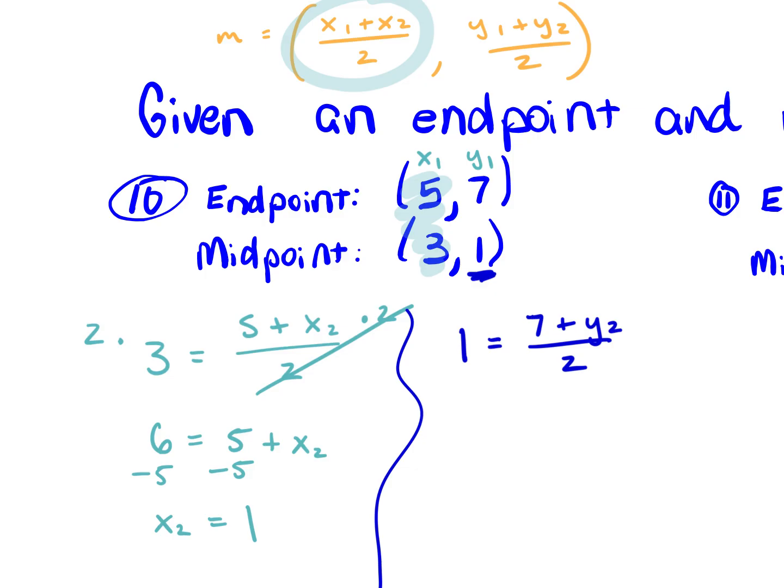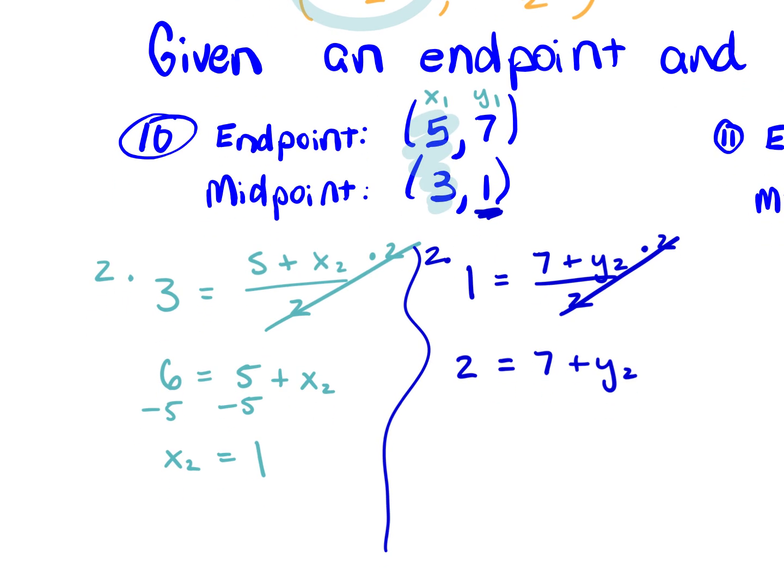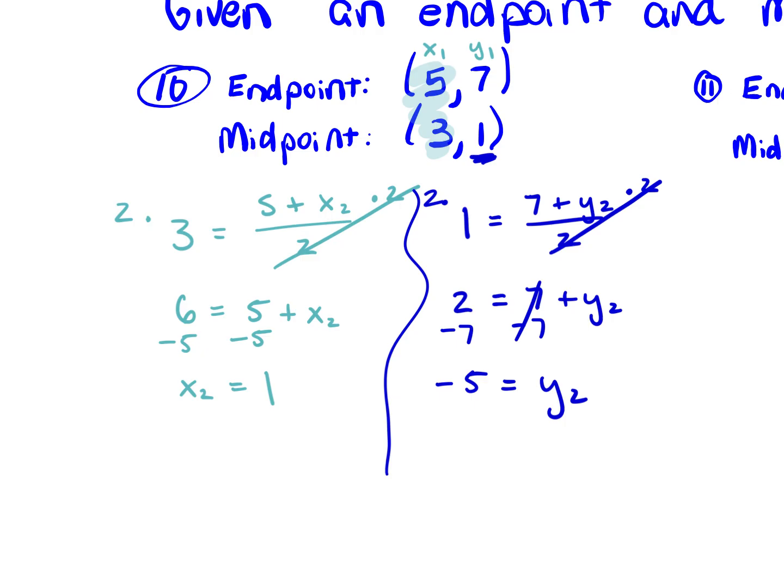Now what would we do to solve? Multiply 2 on both sides. So it'll cancel out on the right. So we get 2 equals 7 plus y2. Then what? Subtract 7. So we get negative 5 is equal to y2. Now we want to write this as an endpoint. It's asking us for the endpoint. So we can't just say x equals and y equals. We got to write it as an actual point. So this would be 1 comma negative 5. So it goes x comma y.